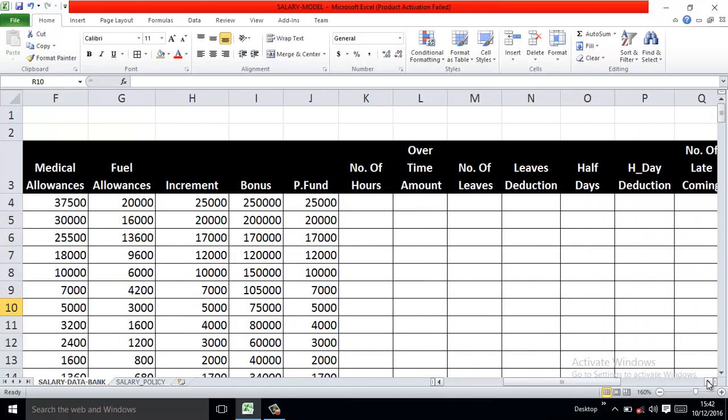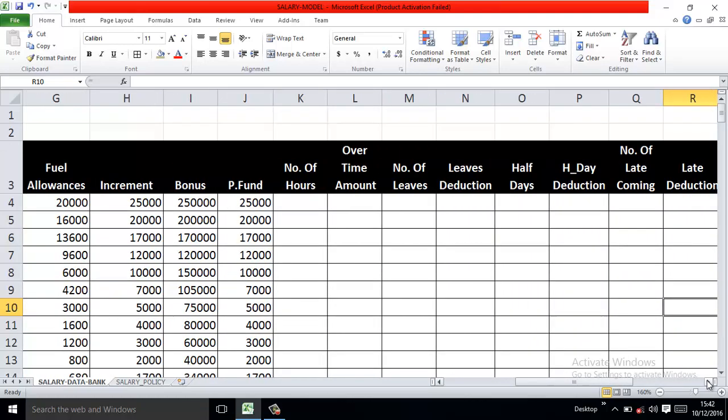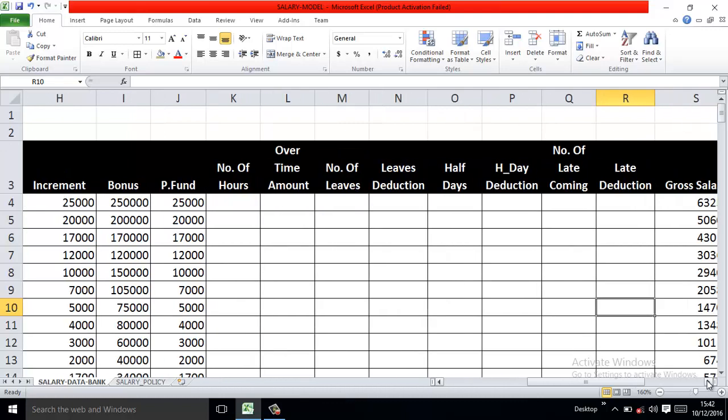In today's tutorial, we will learn how to calculate the overtime amount for the extra number of hours worked, and then we will see how we can calculate the amount for the deductions.